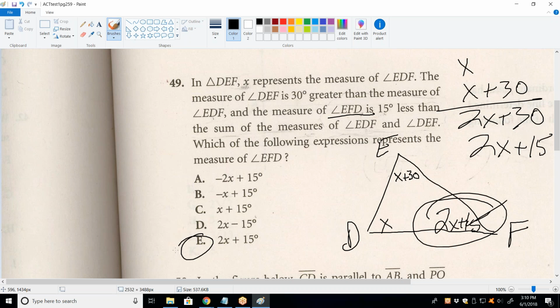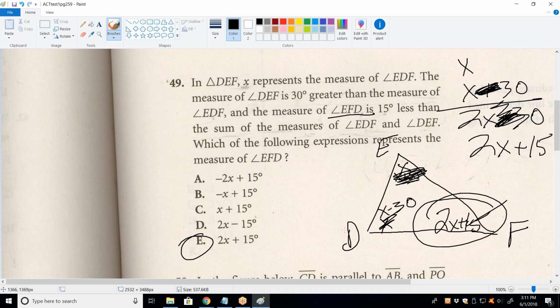In other words, the key to this problem, and I didn't have to make angle D x. I could have actually made that be x, and this would be x minus 30, right? And then the sum would be x and x minus 30, and it's 15 degrees less than that. Huh, interesting. It gives you a different answer, doesn't it? 15 degrees less than the sum. The sum is 2x minus 30 minus 15. I would get an answer that isn't on here.